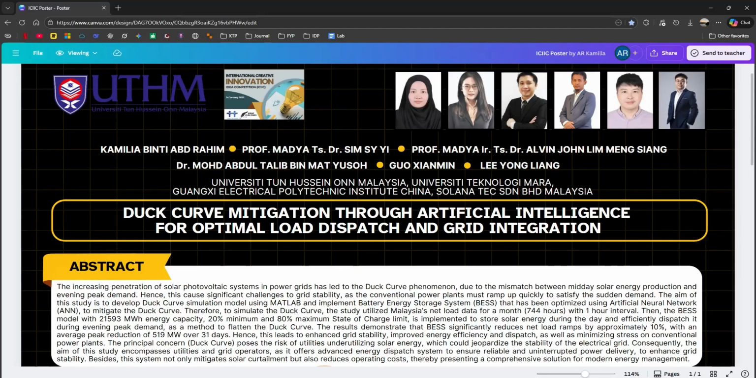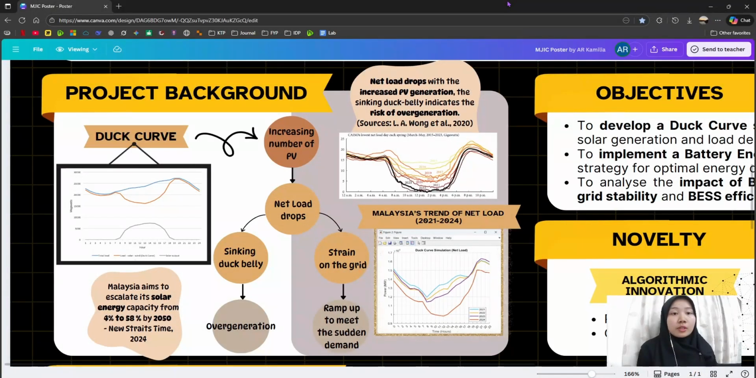So the title for my project is Duck Curve Mitigation through Artificial Intelligence for Optimal Work Dispatch and Grid Integration. The background of my study is basically that I would like to mitigate the duck curve. So what is a duck curve? Basically, this is a curve that looks like a duck. So why does it happen? How does it happen?